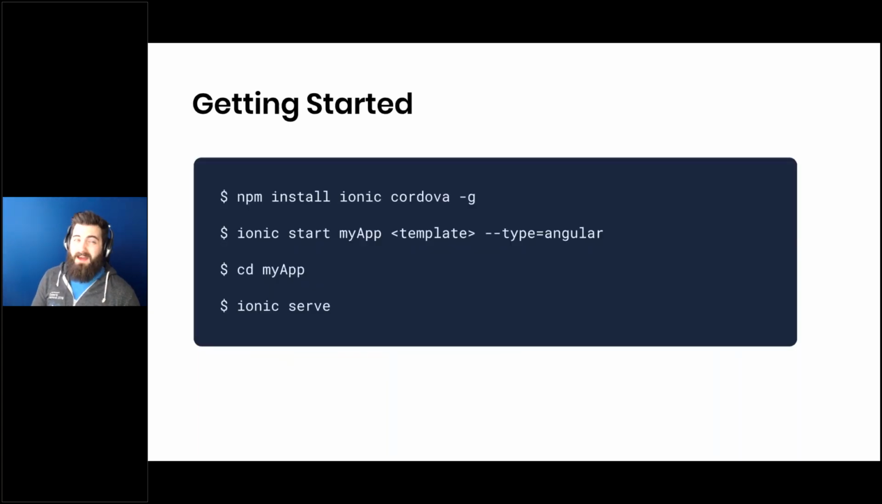Now, to get started with Ionic, we can simply install the Ionic and Cordova CLI, and then we have access to this ionic start command. This command will walk you through all of the different options available to you, and you can change the project type to fit your needs. For right now, we offer Angular as our project type, but we're adding more and more frameworks to the CLI in the future. Once we've gone through and created the app, we'll cd into the directory, and then we can run ionic serve. So let's dive into that a little bit and go over some of these features.